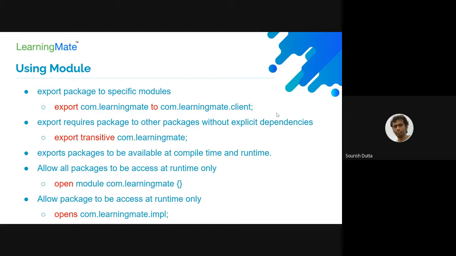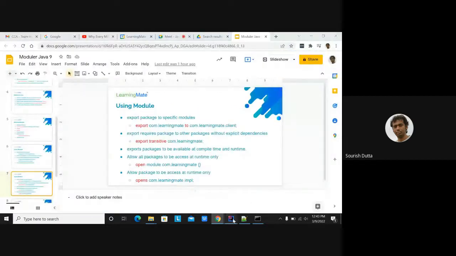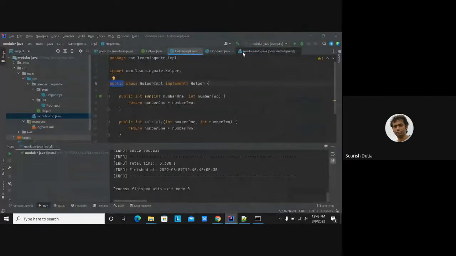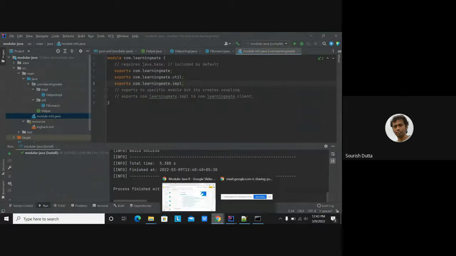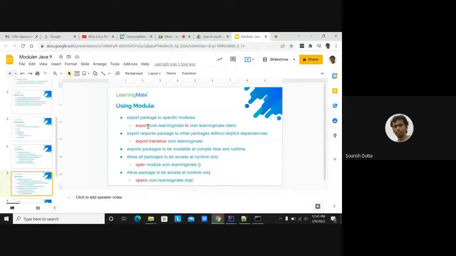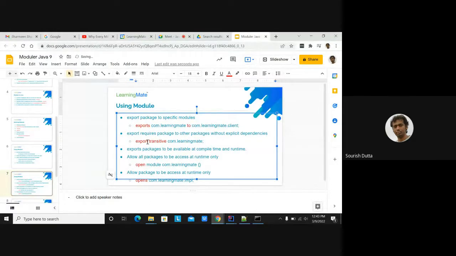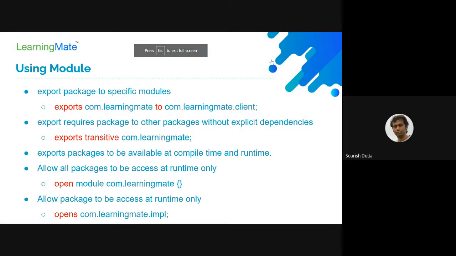I only want to allow it to client one. Then I'm going to say exports, whatever I need to put within this particular module-info. So it will be exports, and within that I'm going to say this particular package is exported, but only to a specific module, that is the client. It's not going to be exported to all. So there is another level of restriction. I'm going to export the packages defined in the module-info, but only export this package out of the module to specific other modules.